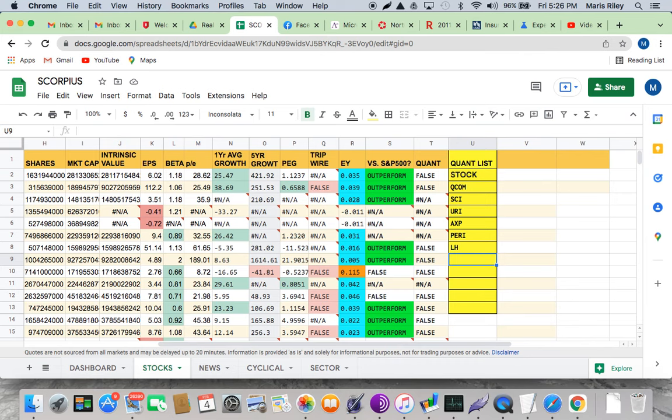And as of right now, you can see there's Qualcomm, SCI, URI, American Express, Perion, and Lennar Homes. What I've done is put my own money in five of the ones that were in there a couple days ago anyways. Again, the list constantly changes, but the principle of how this picks these remains the same, okay? And I generate this list using a query function and everything like that. But anyways, I expect to see great returns out of these.